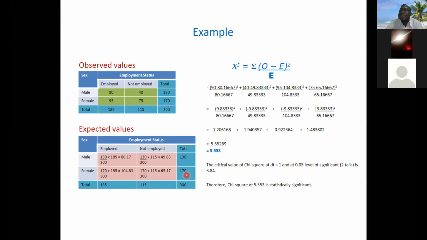If the statistic is very small, the probability will be high, meaning the probability that the difference is by chance is so high. But if the statistic is high, that shows that the difference between observed and expected is high.